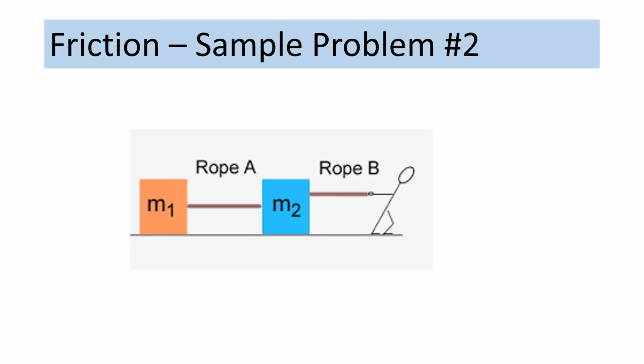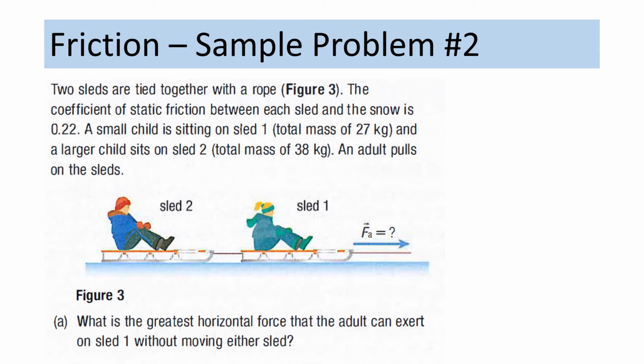Friction. Sample problem number 2. Two sleds are tied together with a rope, shown in figure 3. The coefficient of static friction between each sled and the snow is 0.22. A small child is sitting on sled 1 with a total mass of 27 kilograms, and a larger child sits on sled 2 with a total mass of 38 kilograms.